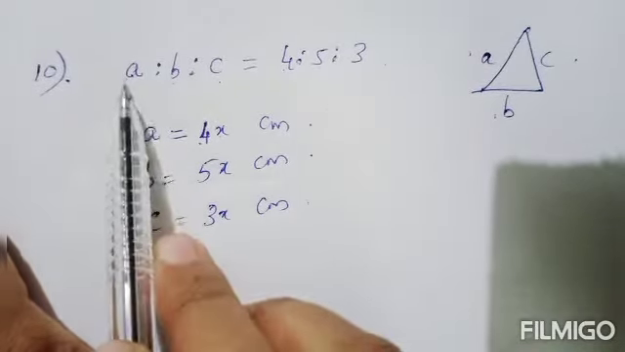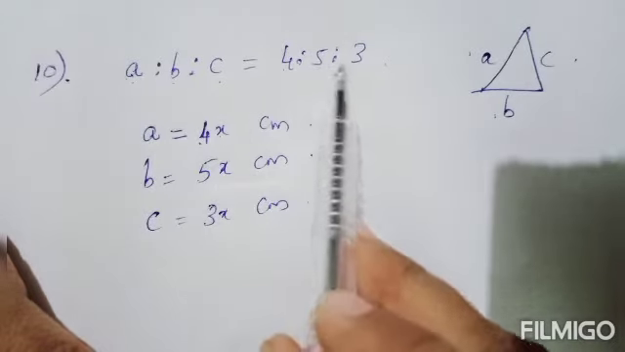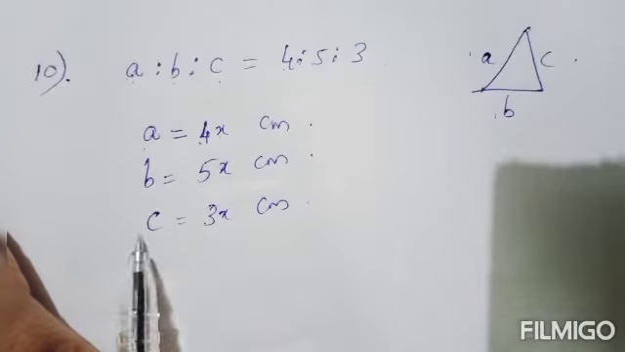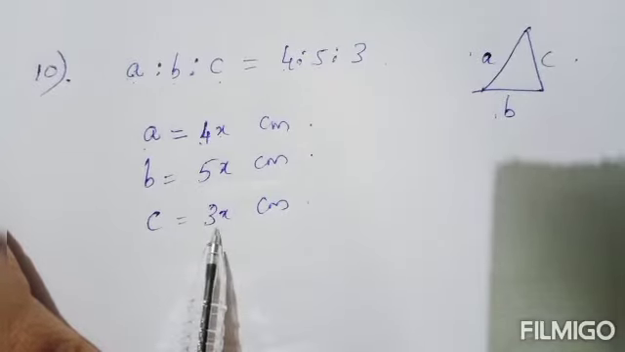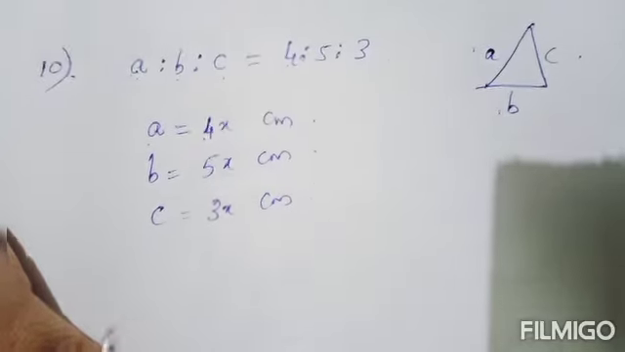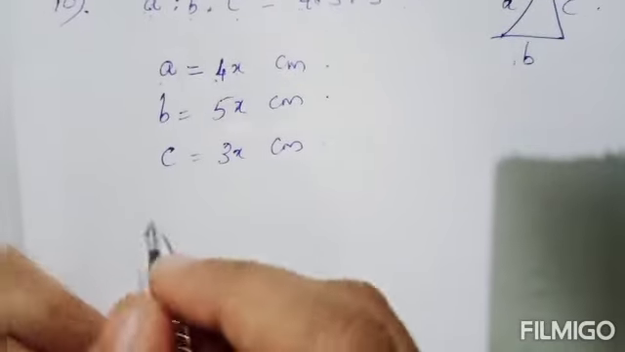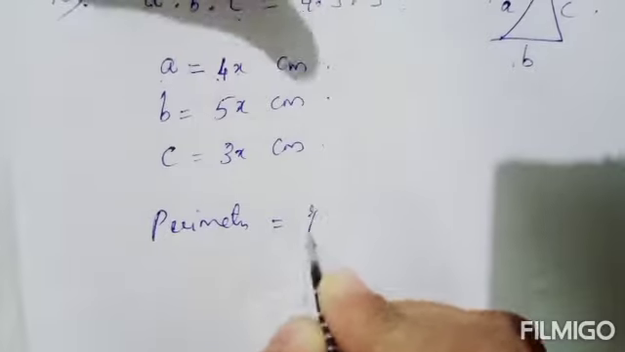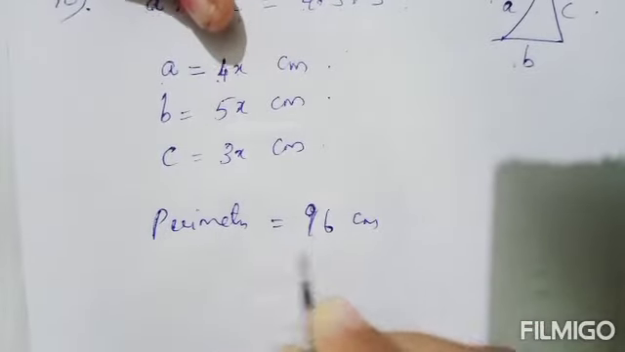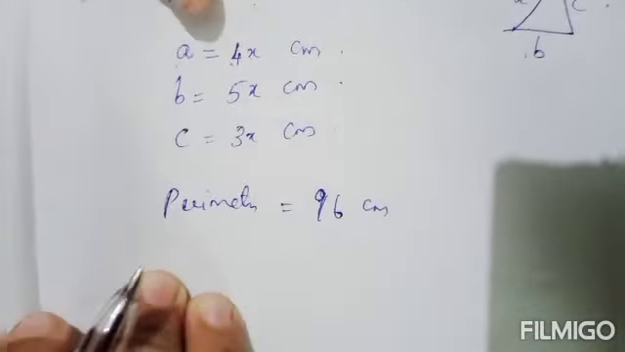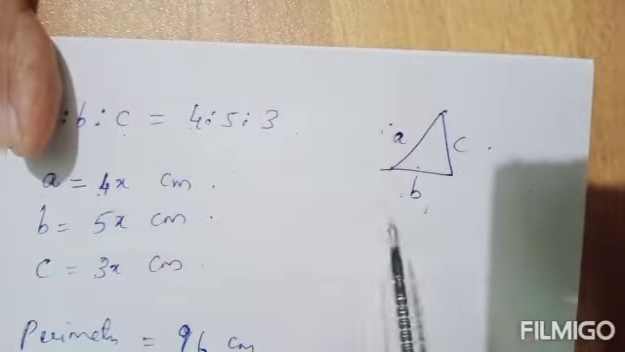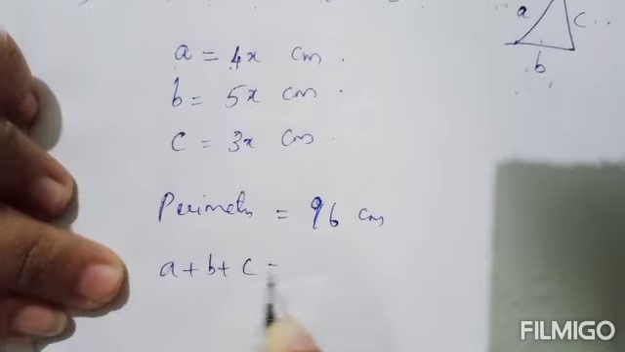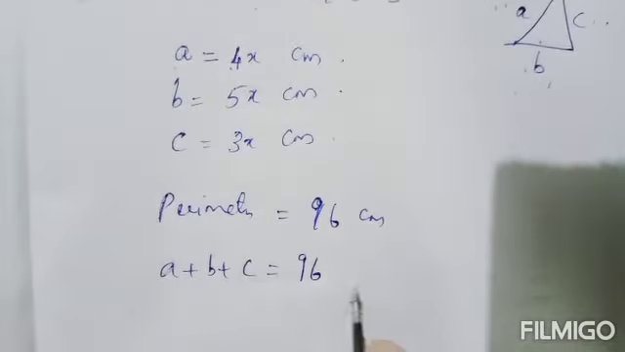If A is to B is to C equal to 4 is to 5 is to 3, A will be 4x centimeter, B will be 5x centimeter and C equal to 3x centimeter. In the ratio chapter you have studied about this. Now what is given in the question? The perimeter is given, 96 centimeter. How can you find the perimeter of a triangle? Just add the three sides, A plus B plus C. So A plus B plus C is 96 centimeter.